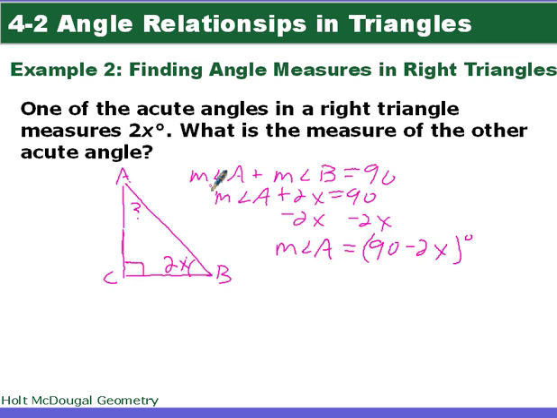So I set this up. We know that the two acute angles in a right triangle add up to 90. So the measure of angle A plus angle B is 90 degrees. I've substituted 2x in for angle B because that's what it is. Now I just subtract 2x from both sides, and I find out that the measure of angle A is just going to be 90 minus 2x. And that's as far as we can go on this one.